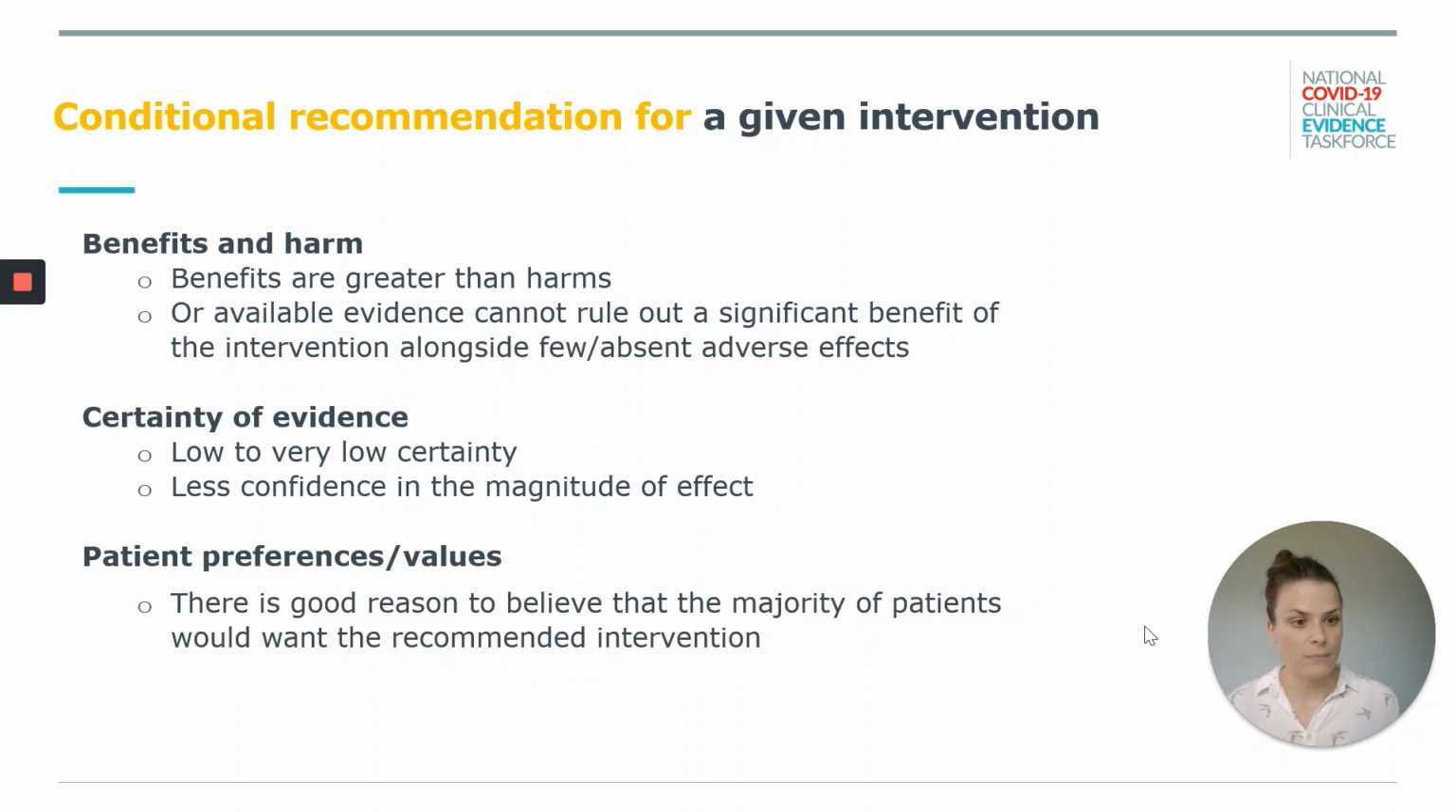We also have the conditional ones, and they may be a bit more difficult to grasp. The first type of recommendation we have is the conditional recommendation for a given intervention. Here, the benefits are greater than the harms, or at least the available evidence that we identified cannot rule out a significant benefit of the intervention alongside few or at least absent adverse effects. In terms of the certainty of evidence, we have a low to very low certainty, and when it comes to patient preferences, we would have a good reason to believe that the majority of patients would want the recommendation.